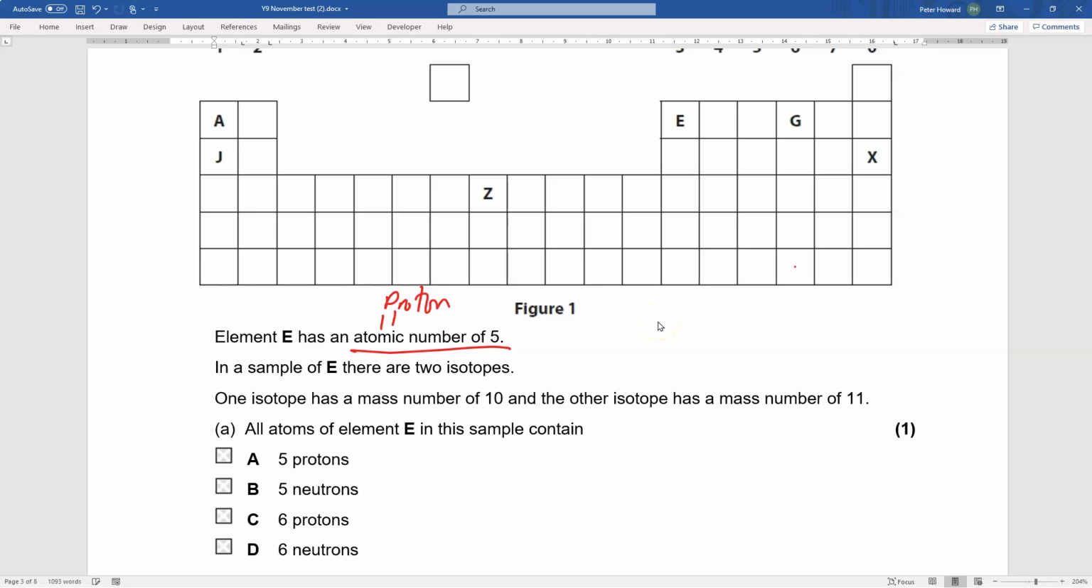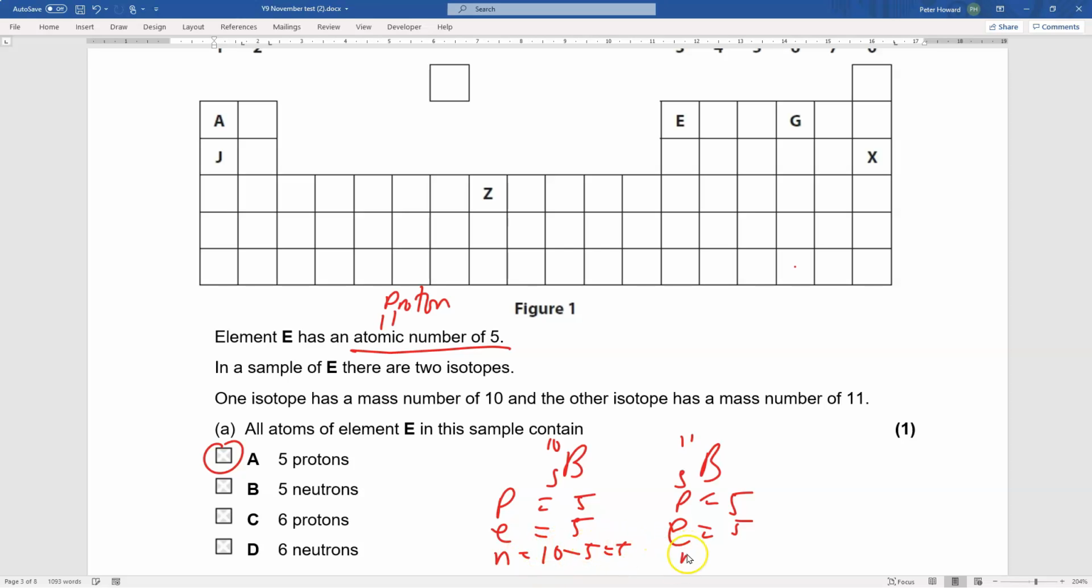So this is just telling us there are 2 different isotopes. What do they all have in common? 5 protons. Because if you thought about the 2 different versions, this is actually boron. We've just answered the question about boron. We've got 10, and we've got 11. Number of protons and number of electrons are both equal to 5. The number of neutrons is equal to 10 minus 5, giving us 5. For this one, number of neutrons, 11 minus 5, giving me 6.